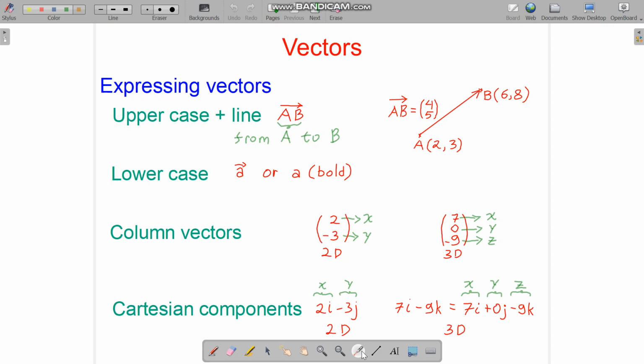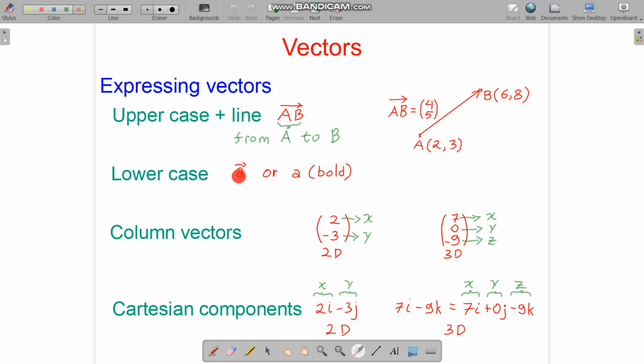Everyone, this video is about vector notation and operations, expressing vectors. We can use uppercase A, capital B with a line on top. This means from A to B, or we can use a column vector like this. This is again from A to B, from the coordinates of A to B (3, 6) to (8). So from A to B, this is like a translation. We go 4 units to the right and 5 units upwards.